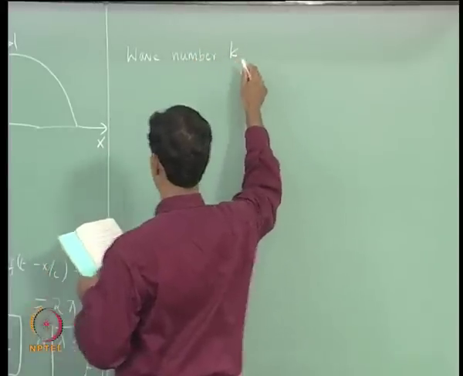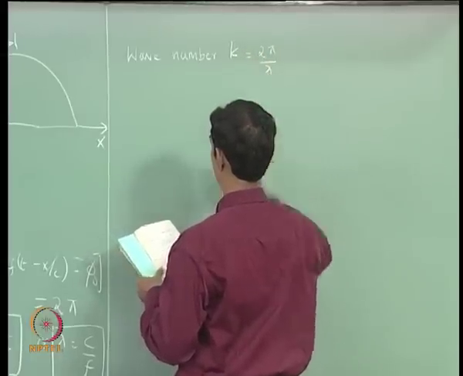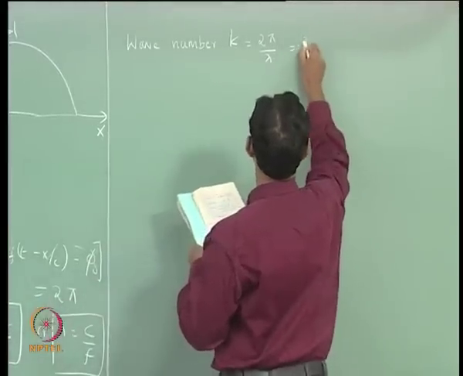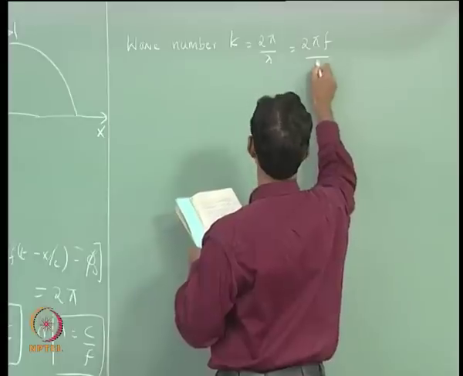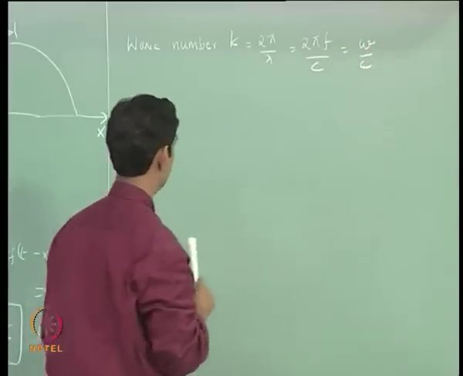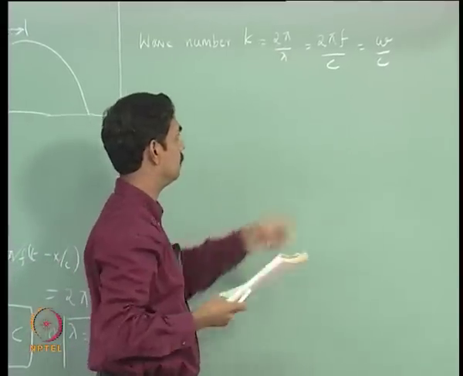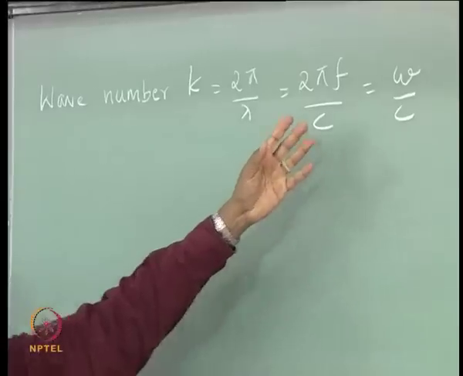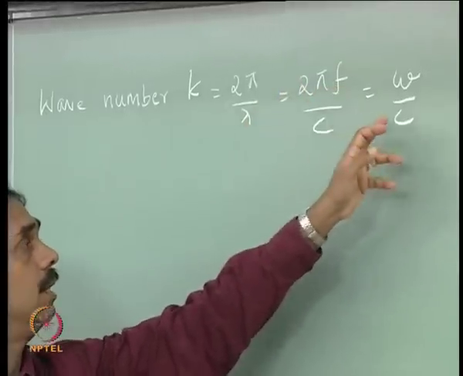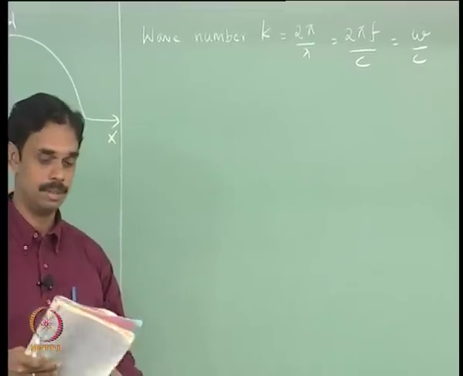K, which is defined as 2 pi over lambda, which is equal to 2 pi f over c, which is also defined as omega over c. So k is the wave number, defined as 2 pi over lambda, which can be written, since lambda is c over f, as 2 pi f over c, which is omega over c. Omega is referred to as the angular frequency.